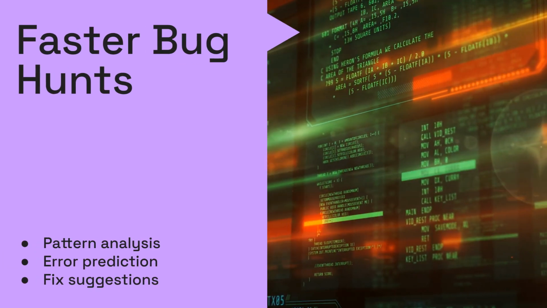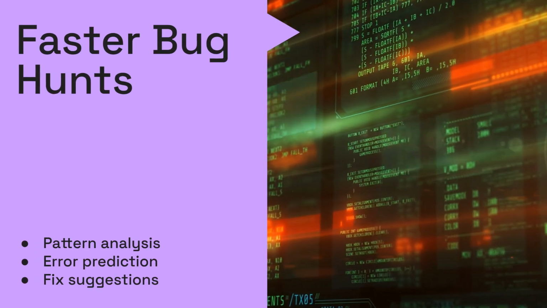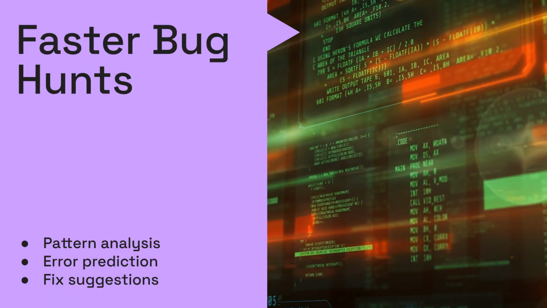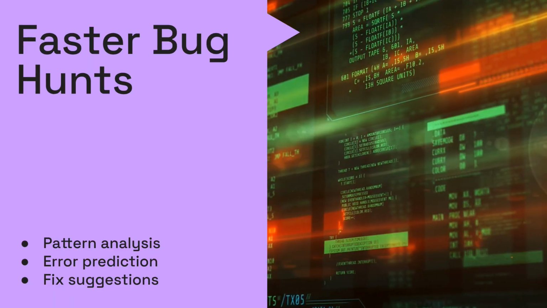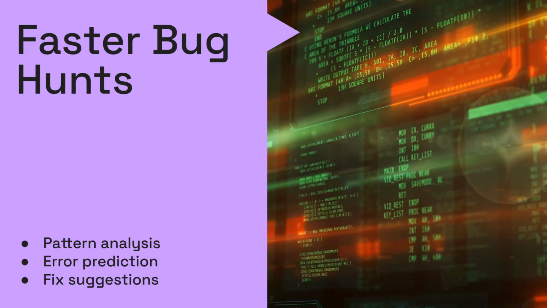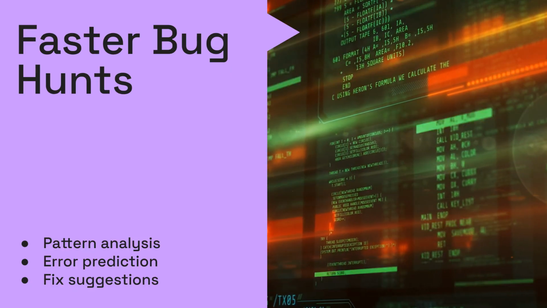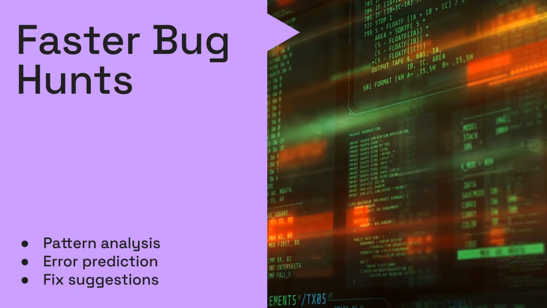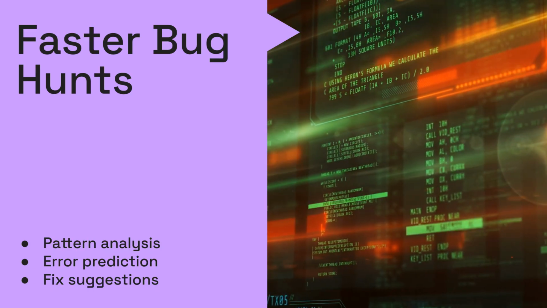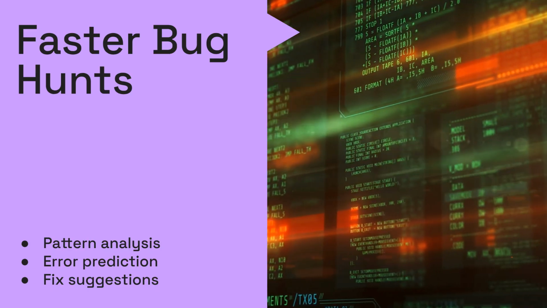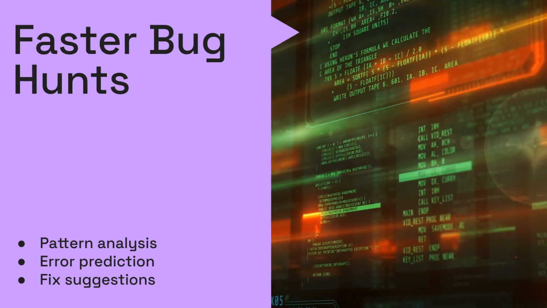AI systems can analyze your code for common patterns associated with bugs, predict potential errors, and even suggest fixes. They go beyond simple syntax checking. They can understand the logical flow of your application, identify anti-patterns, and detect subtle issues that might otherwise slip through the cracks. This significantly reduces the time and effort spent on debugging.